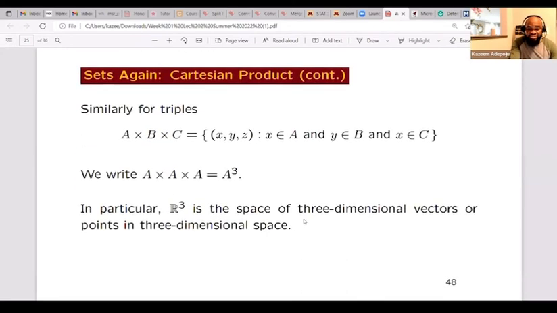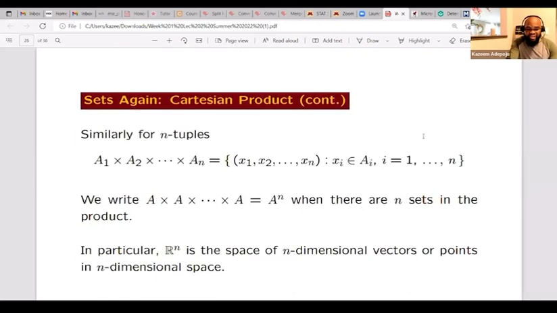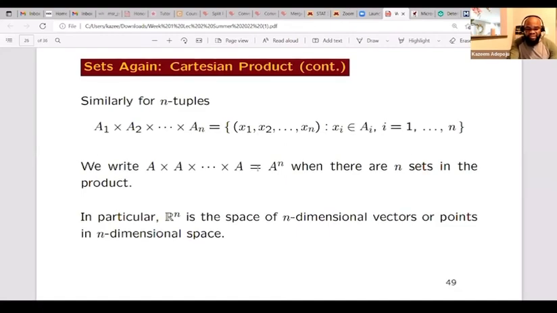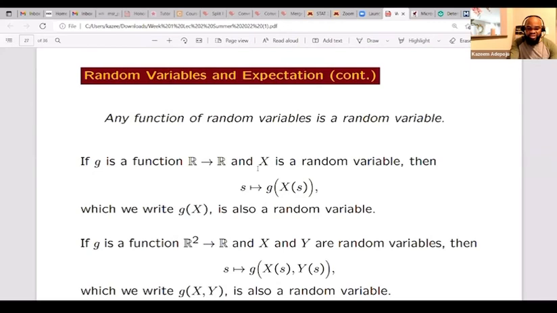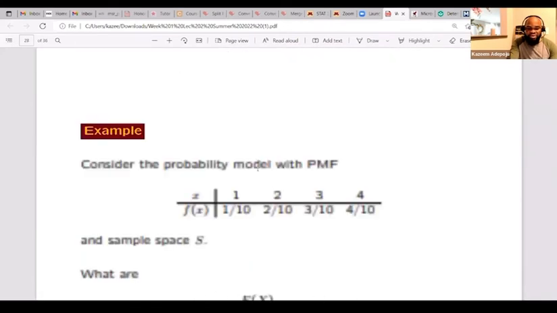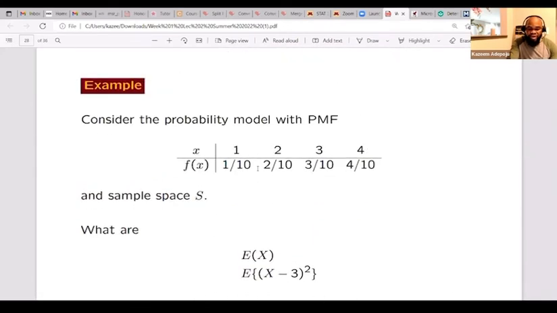We can have a situation where we have three of them, and when they are equal, you're going to have A cubed. Your X is taken from A, Y taken from B, and Z taken from C. Those are kind of easy, and this is the generalization of that. So you can read that up, and you can try this.